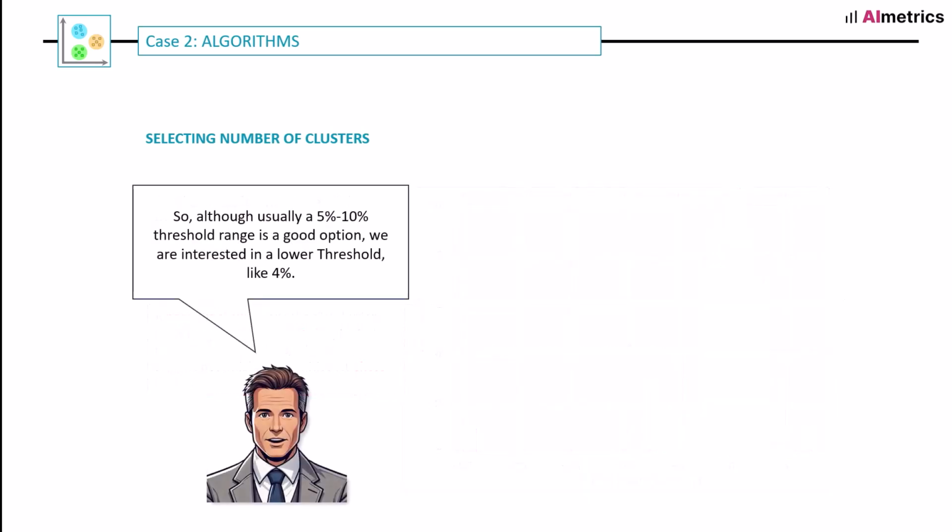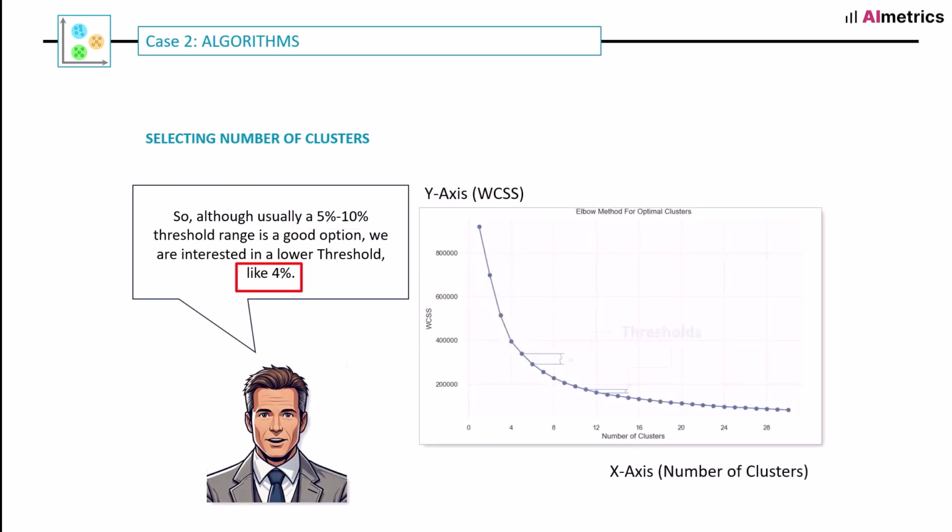So, although usually a 5% to 10% threshold range is a good option, we are interested in a lower threshold, like 4%. Following Micah's advice, we have adjusted the threshold, or the level at which it is no longer worth reducing the within cluster sum of squares, to 4%, resulting in 26 clusters. In other disciplines, this would be a very low threshold, but in ours, it is necessary.